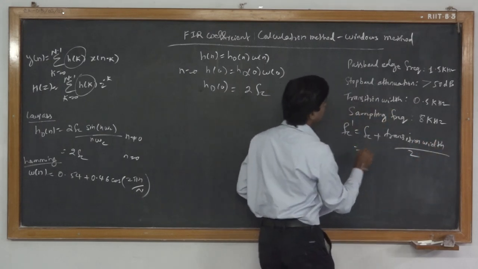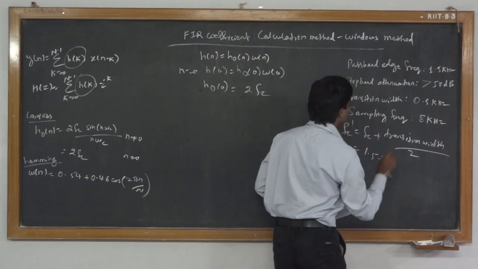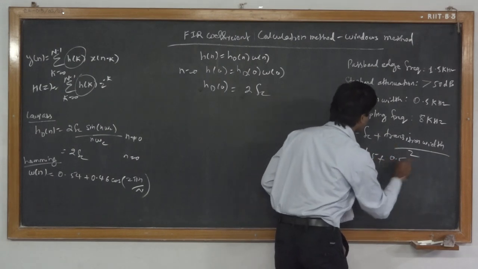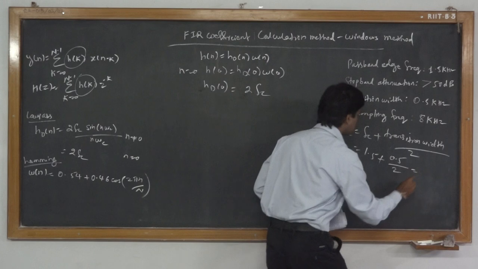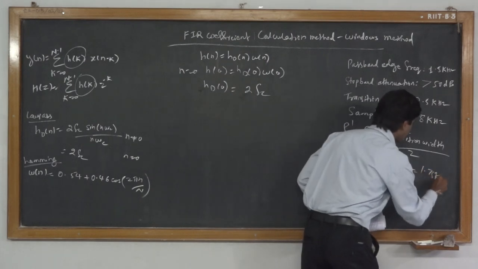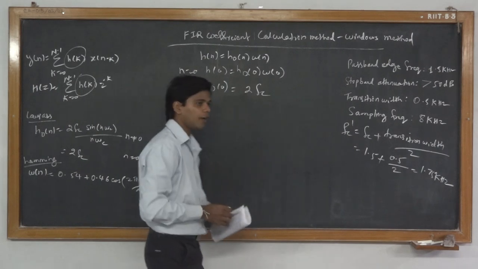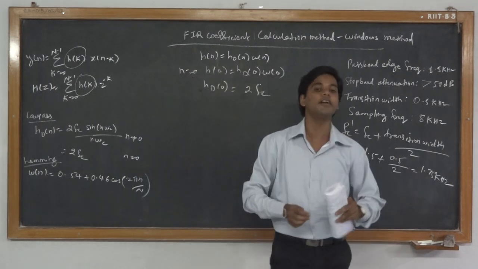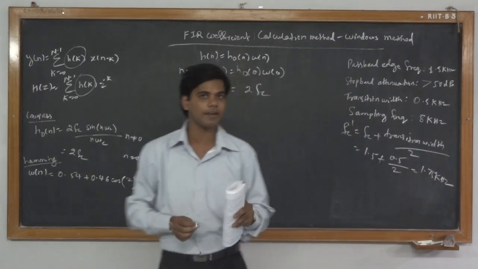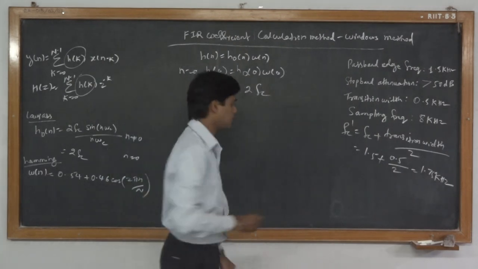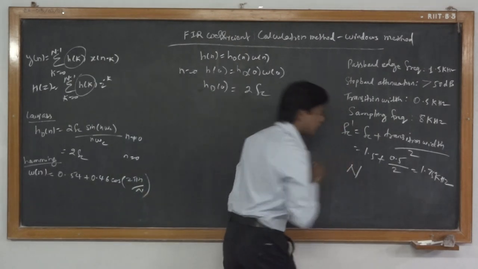So the old fc is 1.5 kHz plus the transition width of 0.5 kHz divided by 2, so it becomes 1.75 kHz. Now before we can go ahead, we need to find the filter length of the filter which we are trying to design using this window method. So we need to find the filter length, capital N.